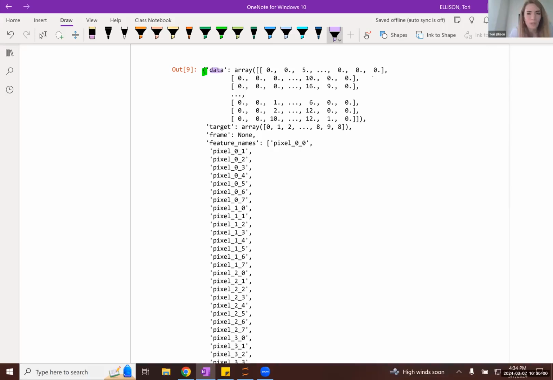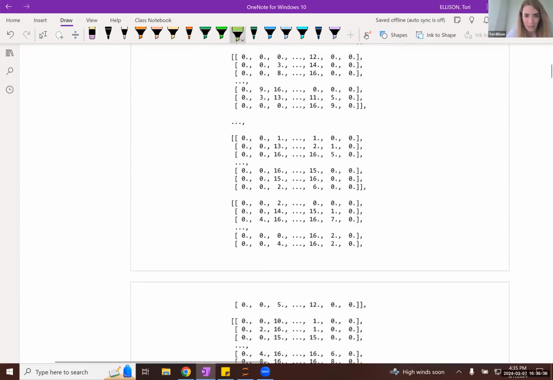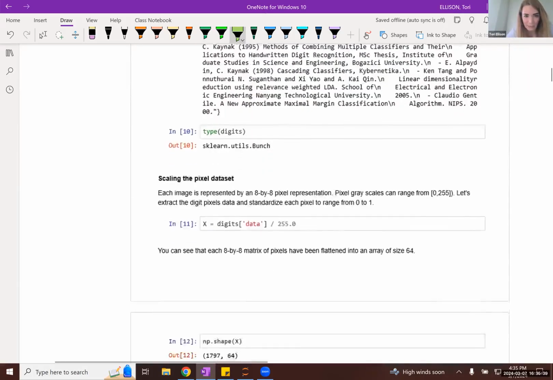Actually, I think I did talk about this before. So for instance, the data key corresponds to the data value, or in other words, a NumPy array of the actual pixel values for each of our digits in this data set. So we're going to use this key and the corresponding value. In addition, we're also going to use the target key and the corresponding value. What this represents is the corresponding array of what digit the picture actually corresponds to.